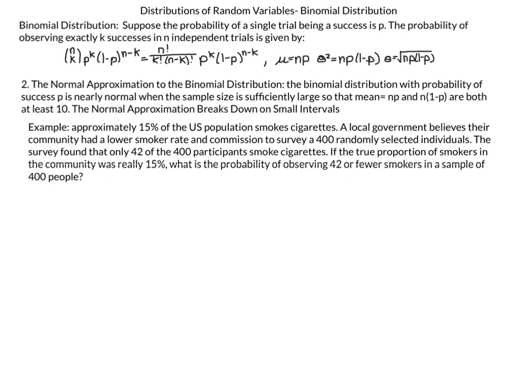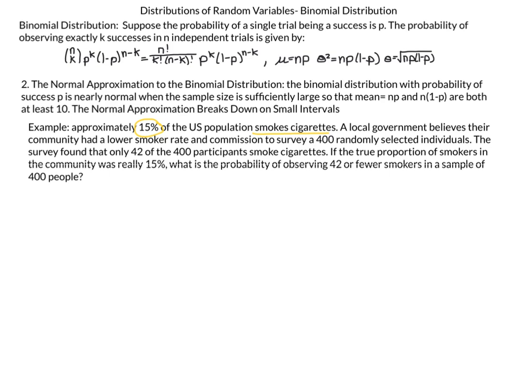Approximately 15% of the U.S. population smokes cigarettes. A local government believes their community has a lower smoker rate and commissioned a survey of 400 randomly selected individuals. The survey found that only 42 of the 400 participants smoked cigarettes, so that's less than 10%. If the true proportion of smokers in the community was really 15%, what is the probability of observing 42 or fewer smokers in a sample of 400 people? So what's the probability that this is just not a representative sample? We'll start by breaking down some of this. Let's find 15%. So that's what? The probability that they smoke.